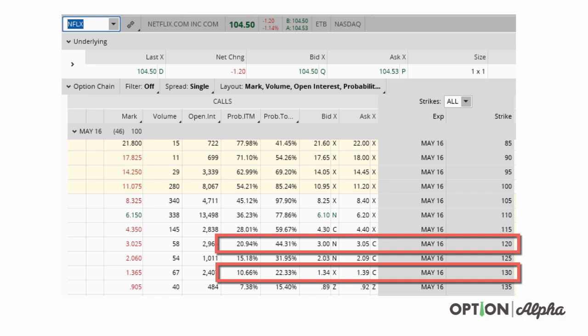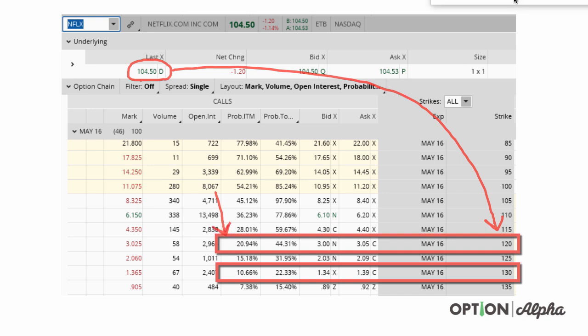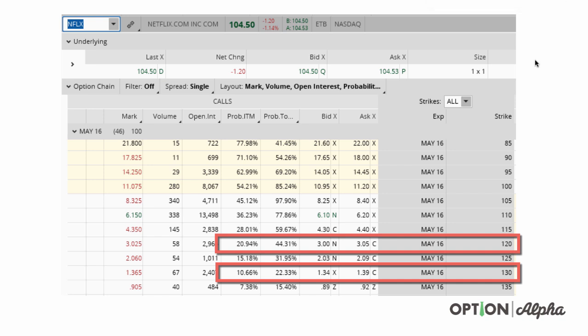Let's look at a different example here just to kind of prove again the same concept. If you look at Netflix here at the time that we're doing this video, Netflix was trading at about 104.50. The probability of Netflix going up to and closing above the 120 strike in the May expiration was, again, 20%. So about a 20% chance that Netflix actually closed up above 120 between now and expiration.